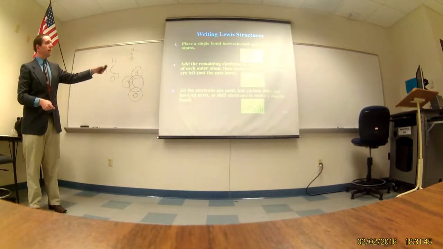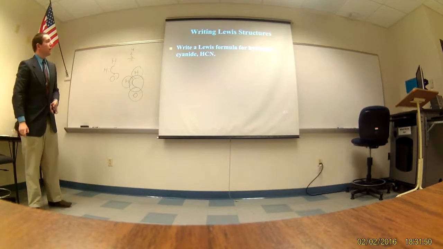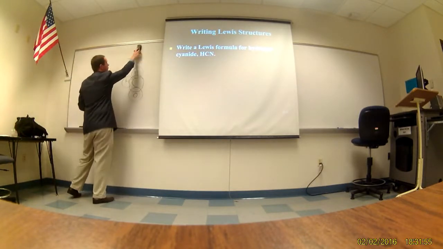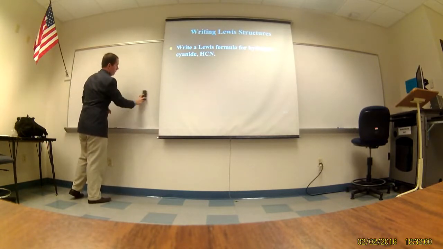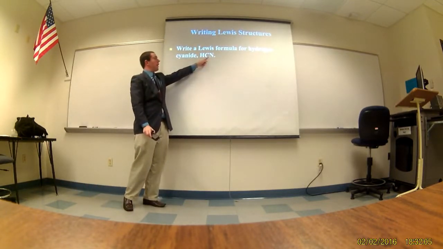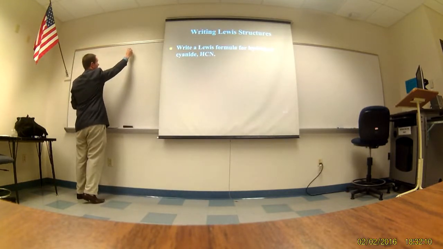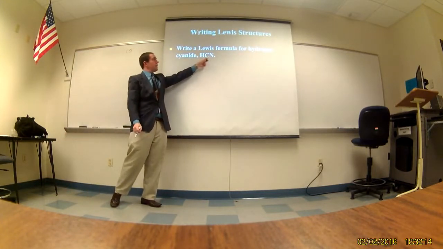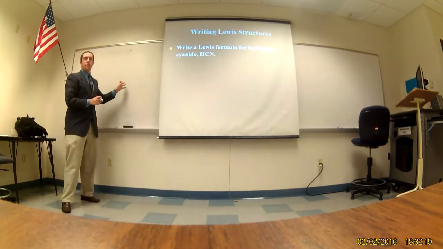So in your slides, there are step-by-step instructions on how we did that. Next one we're going to do is hydrogen cyanide. How many total electrons do we have? We have 1 plus 4 is 5, plus 5 is 10. So we have 10.